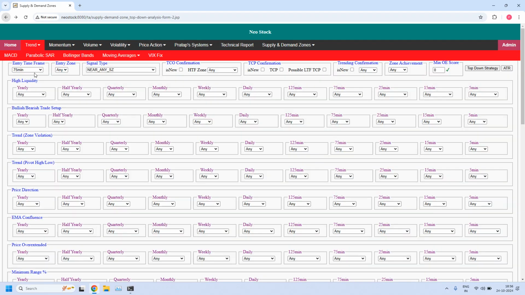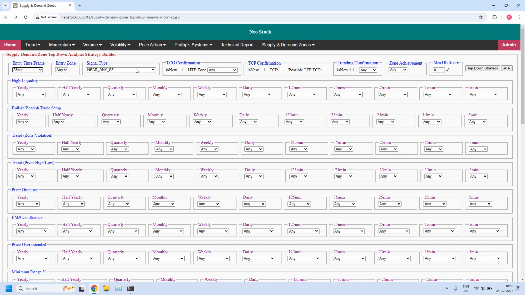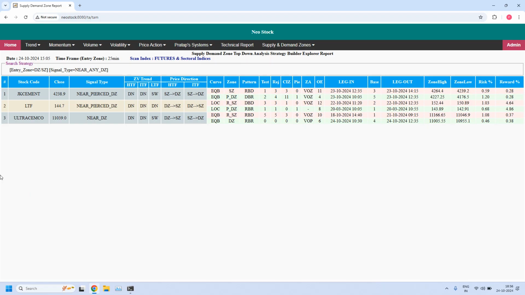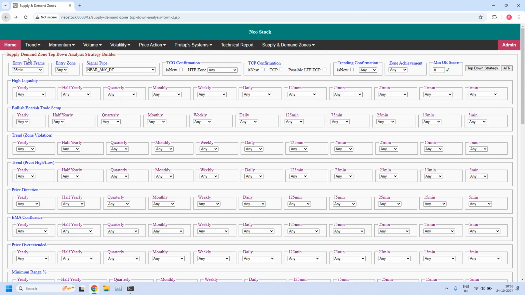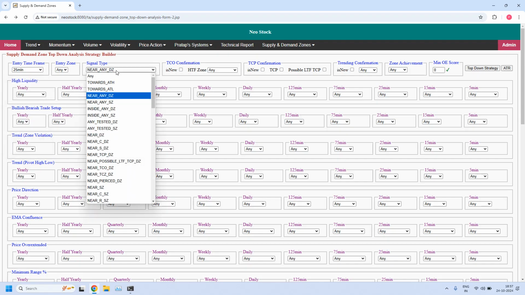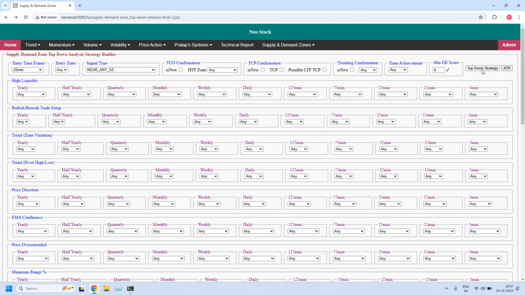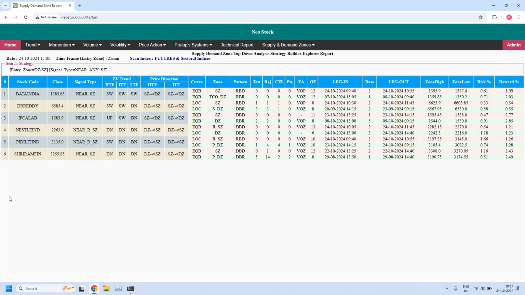Okay, next time frame is 25 minutes. Let us find the stocks near 25 minutes demand zone. 3 stocks are filtered. Next, for 25 minutes time frame, let's find the stocks near 25 minutes supply zone. 6 stocks are filtered.